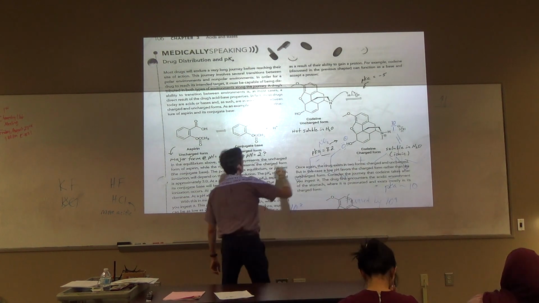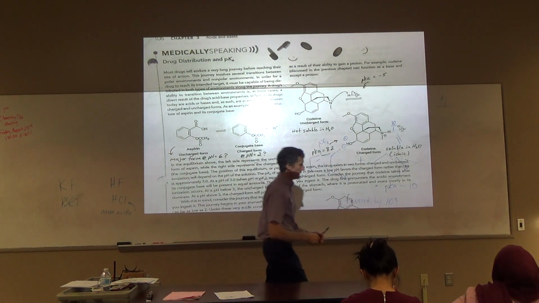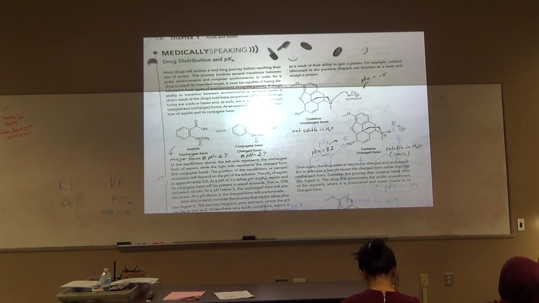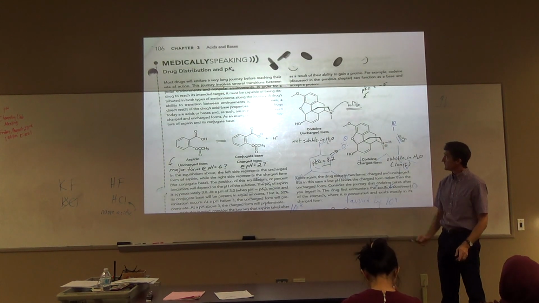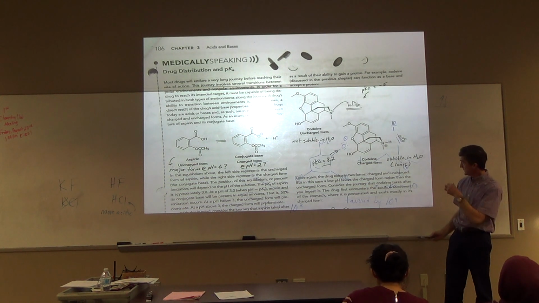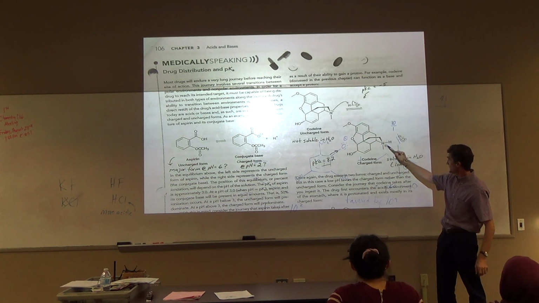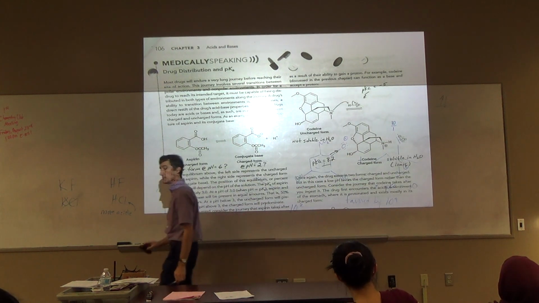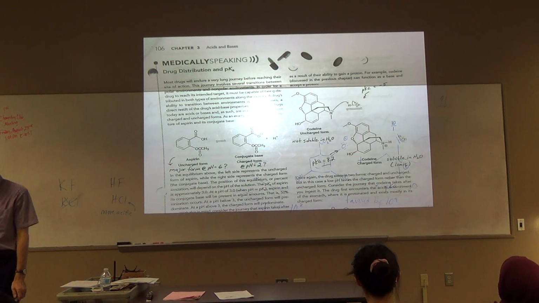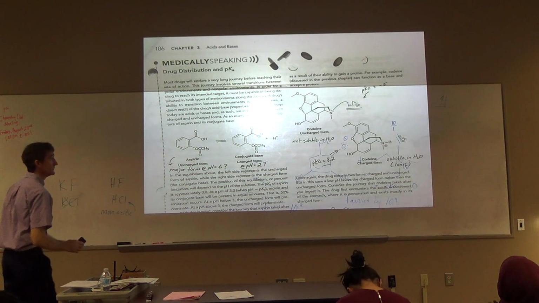Here's codeine. Very similar to morphine. Codeine is made from morphine. If you ever take codeine as a tablet, it's going to be given as the hydrochloride salt, because salts are more soluble in water. Ionic. Have you said that before?